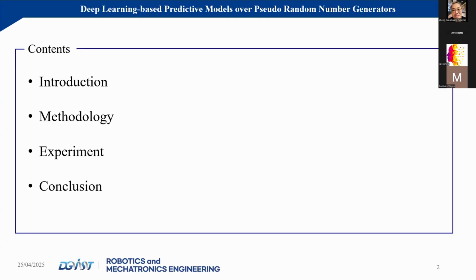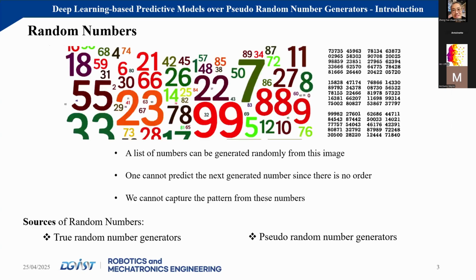Okay, I'll first start with the introduction, move on to the methodology, and then to experiment, and finally to conclusion. Random numbers are unpredictable values that may not follow an organized order, but are essential in security and encryption. Looking at the image on the right, a list of numbers can be generated randomly, and thus it will be difficult to predict what the next number would be if the order is not known. For the figure on the left, it is visually difficult to capture the pattern.